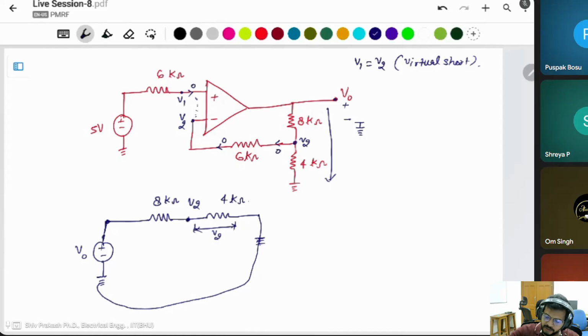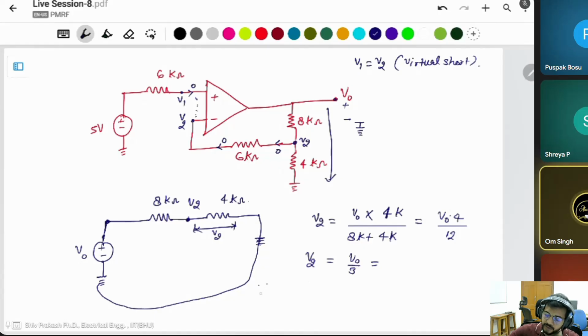In a series connection, what is the voltage divider? V2 is equal to the total voltage, V naught, times that resistor 4K, divided by the total resistance 8K plus 4K. What is this? V naught times 4 divided by 12. Then V2 is equal to V naught divided by 3. What is V1? V1 is equal to V2.